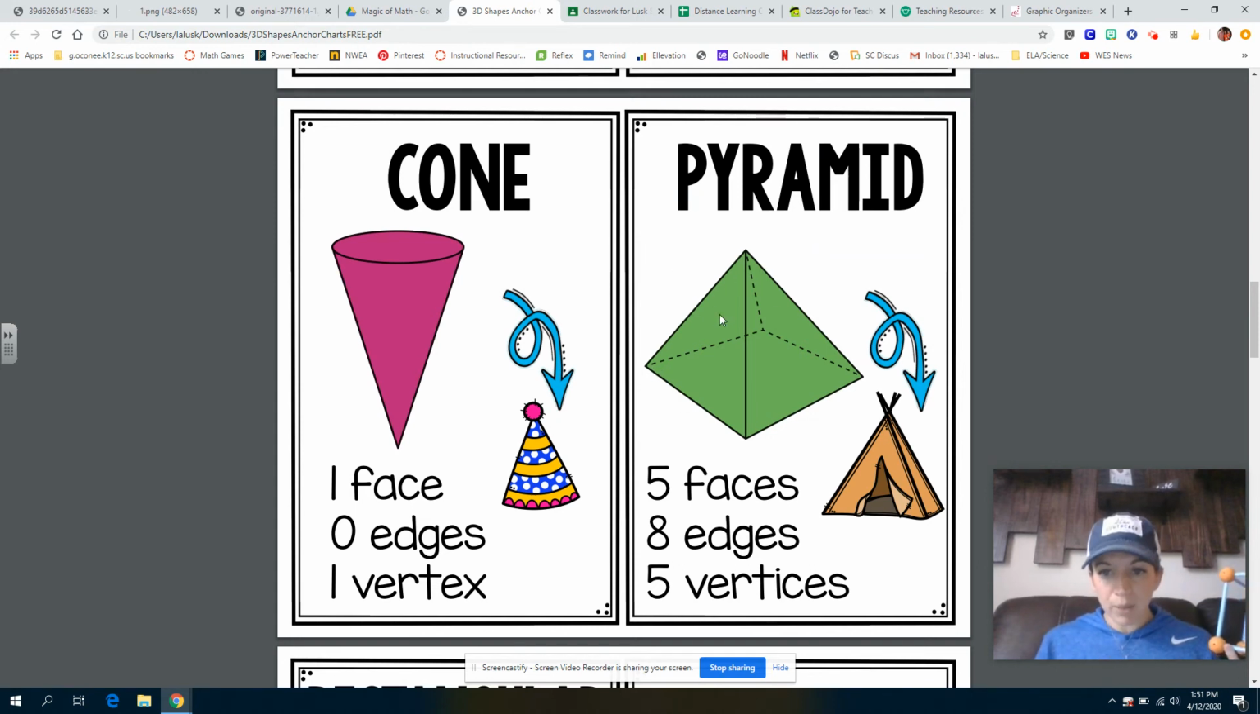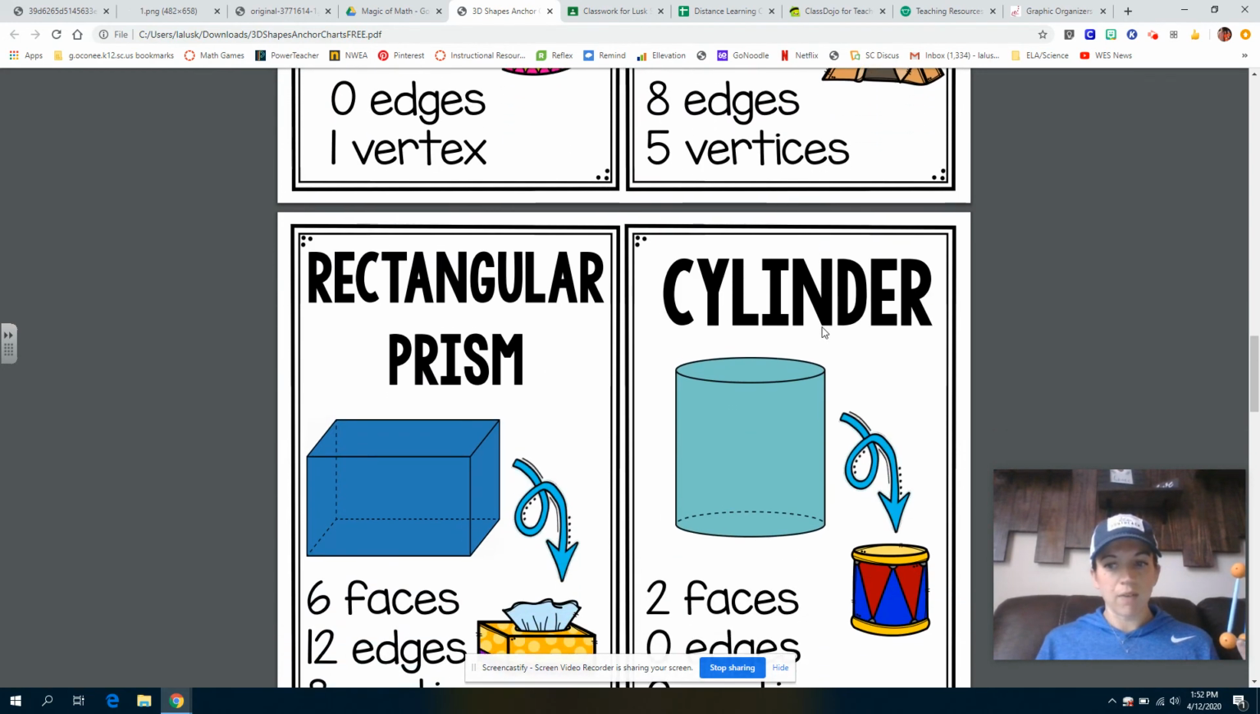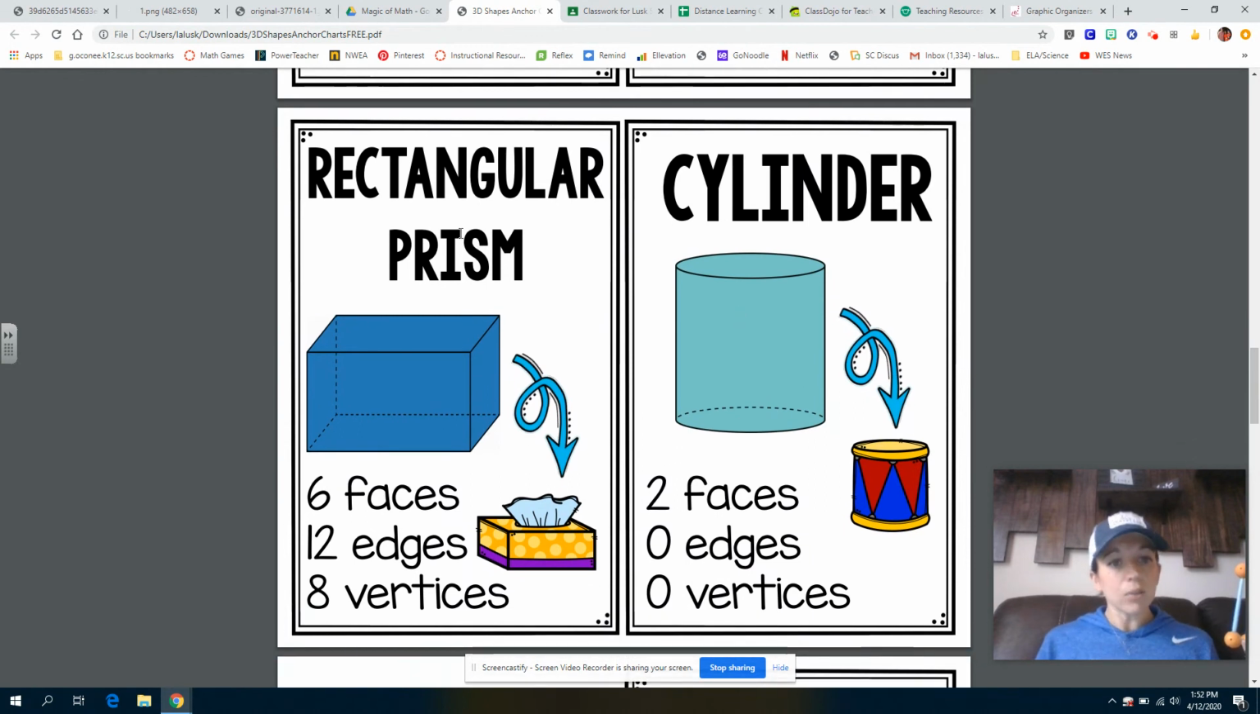But this is a pyramid, like a tent that you might sleep in if you go camping, or the pyramids in Egypt. We've talked about those and we've found them on Google Earth before. So you could look at those and see the pyramids. They're just much bigger.